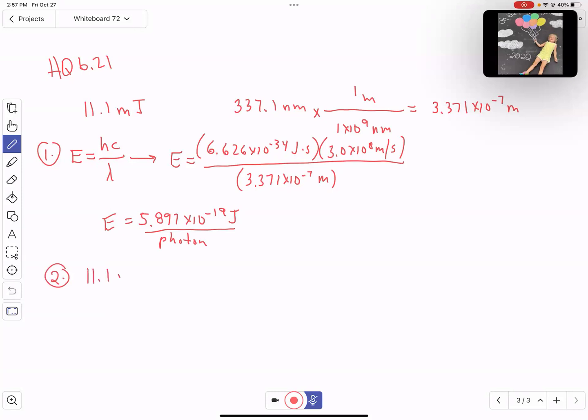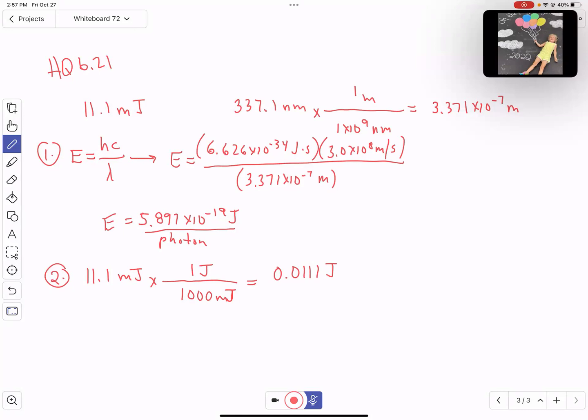So now we need to convert millijoules into joules. So 11.1 millijoules. Just like you would go from molar to millimolar or meter to millimeter, in 1 joule we're going to have 1,000 millijoules. So 0.0111 joules. There's our total energy that we have.